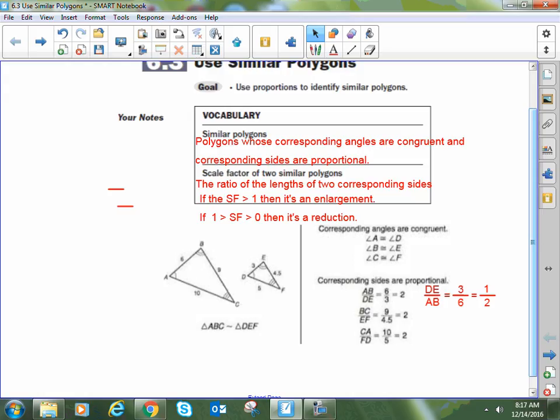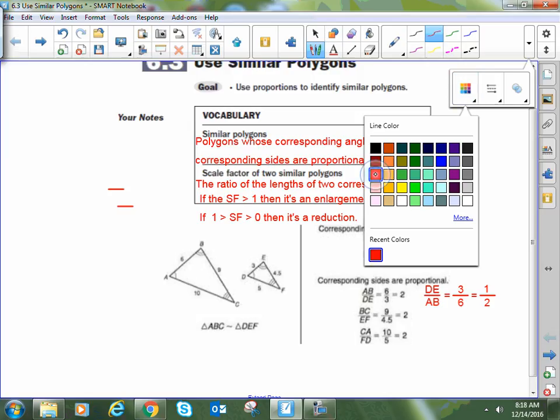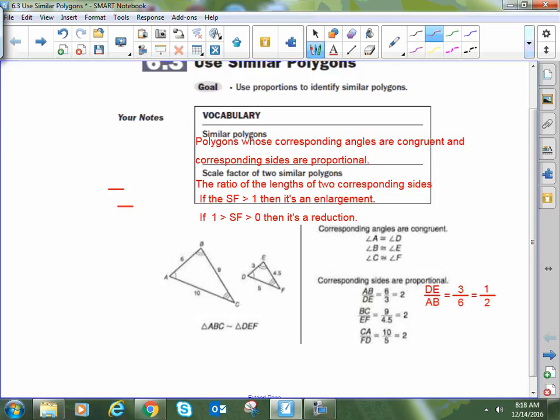Now we could very easily turn that around. Let me pick a pen here. We could very easily turn that around and I could say triangle DEF would be similar to triangle ABC, and then we could reverse the ratios, and therefore all we really do is take the reciprocal.